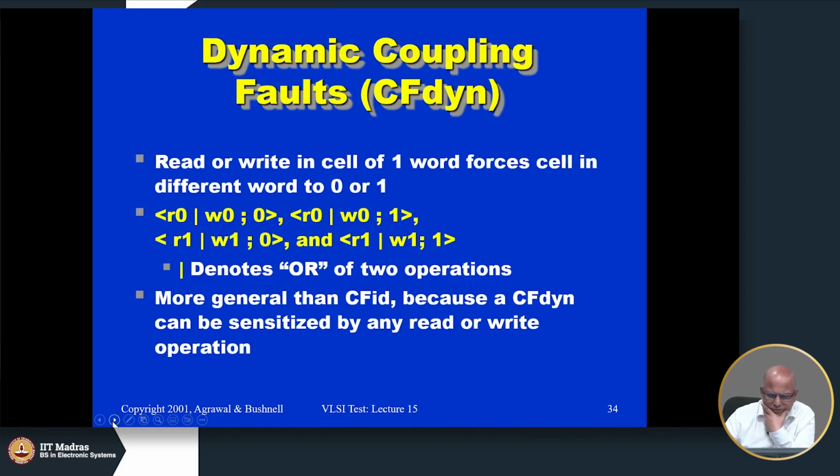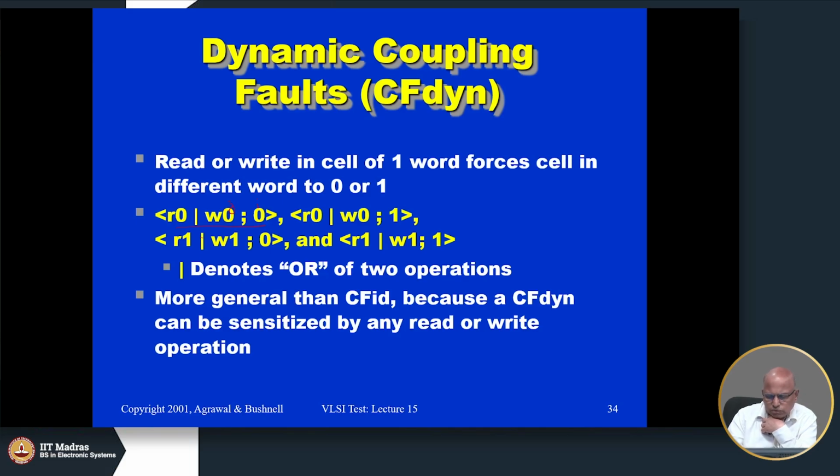Then there could be a dynamic coupling fault, CF dynamic. So, this is what it is. If you read or write in a cell of one word, it forces the cell in a different word to one. So, the notation is this. So, these are I and J, let us say. I think this is J and this is I, right.